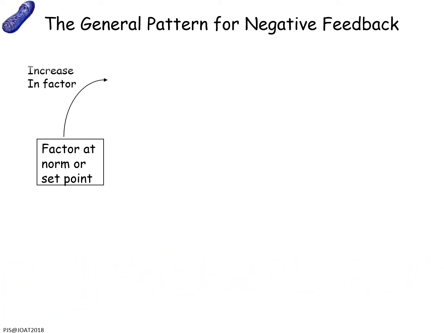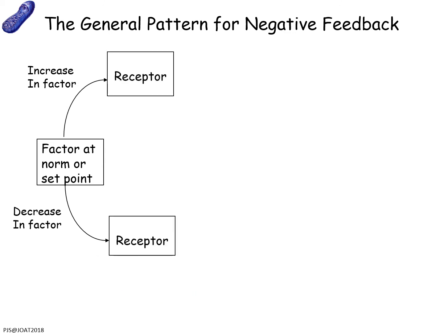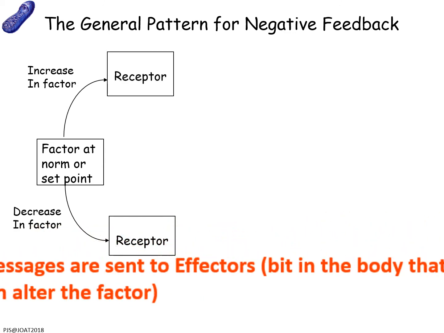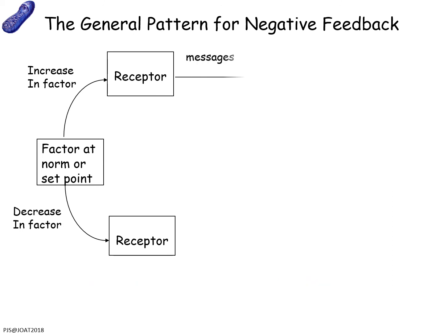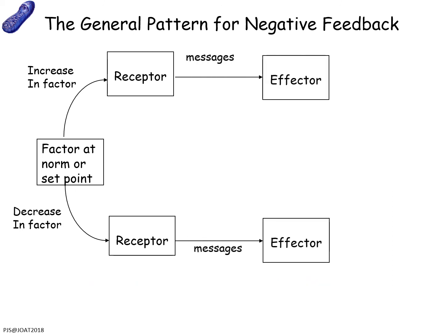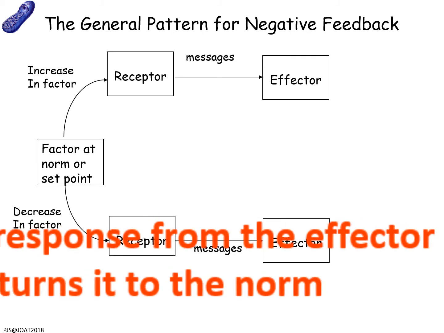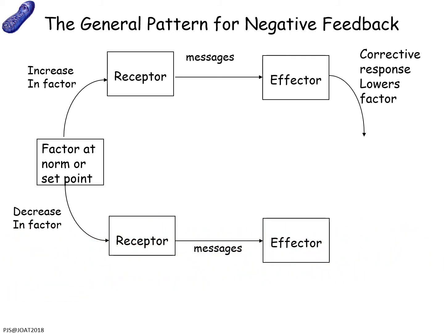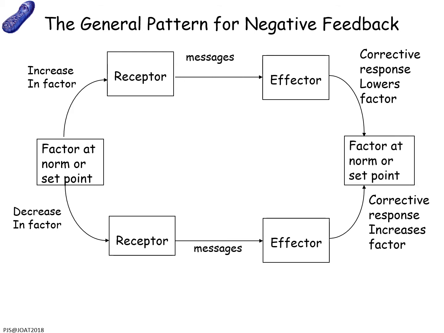And then we have something that happens. Could be something that increases, or it could be something that decreases the factor, but something happens to change that. Receptors kick in. So we need something to recognize there's been a change. The receptors then send messages to effectors. The effectors are parts of your body that actually make something happen. And they produce a corrective response, which if it's increased, decreases, and if it's decreased, increases, brings it back to the norm. Okay, so this whole concept is really, really important.